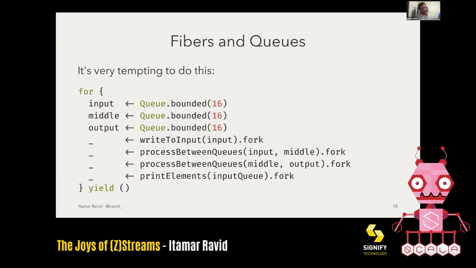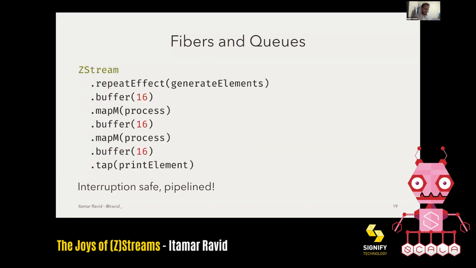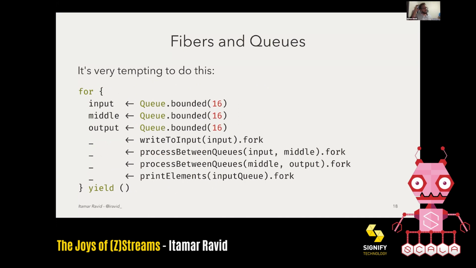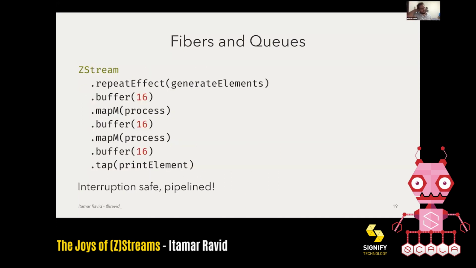And ZStream does all this for us. So we can rewrite this in this fashion. We can use repeat effect to generate elements, introduce a buffer between each processing step, and then finally print the elements. This is interruption safe, it's pipelined. It can use repeat effect option instead of this constructor to create the graceful shutdown functionality. It's very easy. It's very declarative. I like this much more obviously than this, and it's shorter. These solutions with streams tend to be shorter, and it's all safe.